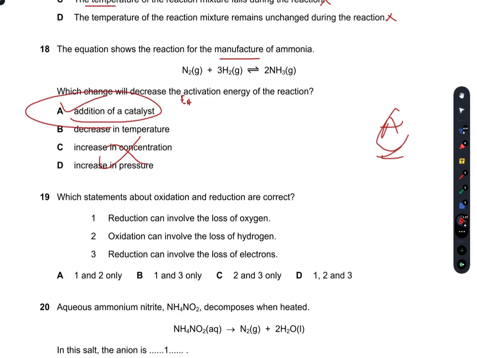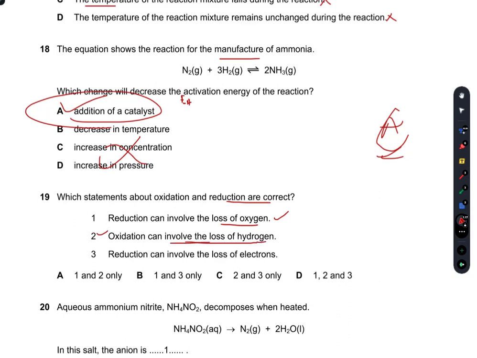Which statements about oxidation and reduction are correct? Reduction can involve the loss of oxygen. Yes, it does. Reduction is gain of hydrogen, loss of oxygen. Oxidation can involve the loss of hydrogen. Yes, it can involve the loss of hydrogen.